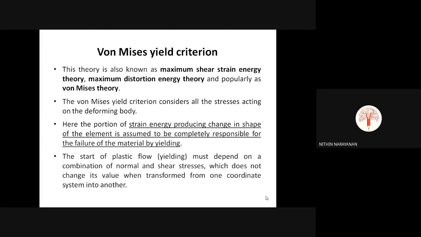The next criterion is the von Mises yield criterion. This theory is also known as the maximum shear strain energy theory. Earlier, Tresca was the maximum shear stress theory. This von Mises yield criterion is also called the maximum shear strain energy theory, also called the maximum distortion energy theory, and is popularly known as the von Mises theory.